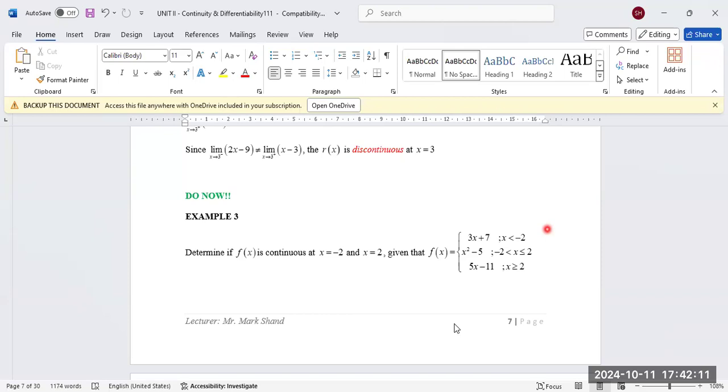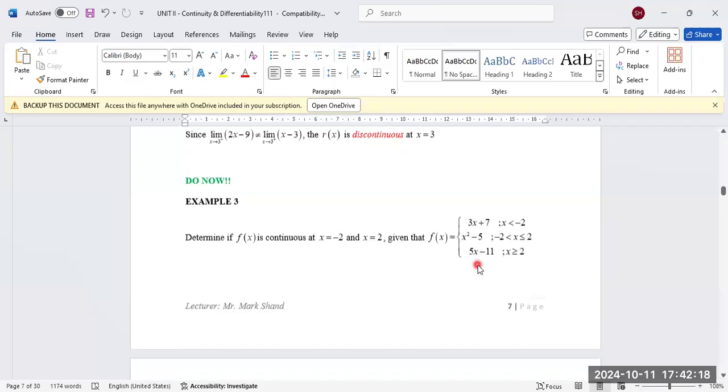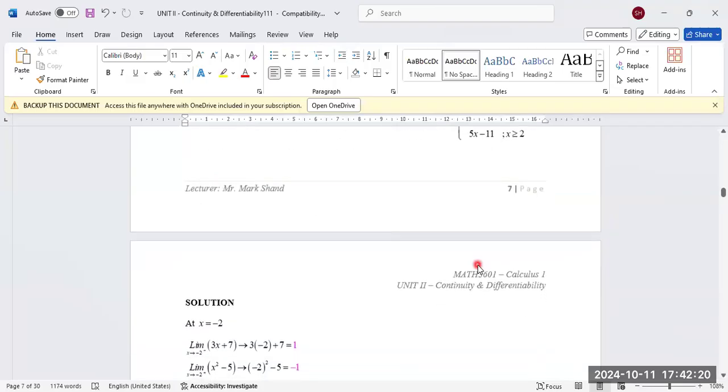Oopsie daisy. Those two are something different, so it can't work. One is +1, one is -1.